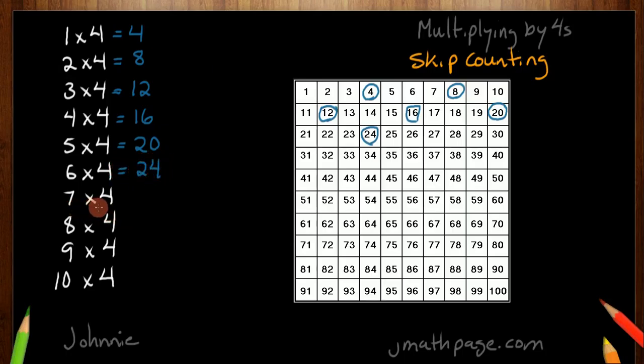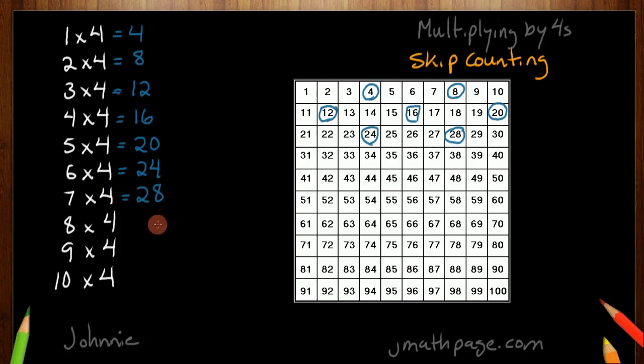What about 7 times 4? Skip counting by 4 7 times. 1, 2, 3, 4, 5, 6. We need another one now. Let's count off. 1, 2, 3, 4. That takes us to 28. So skip counting by 4 7 times, or 7 times 4, gives us 28.